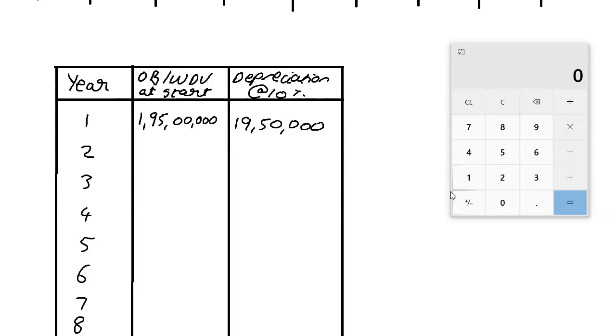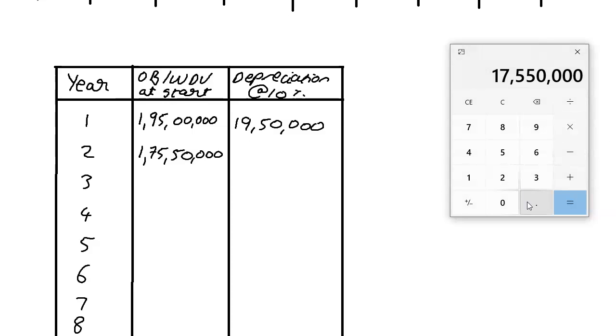Now we have 1 crore 95 lakhs, minus 19 lakh 50,000, which gives you this. Okay, and that is going to be our number over here, 1 crore 75 lakh 50,000. Okay, and then again on this number we will take 10%.